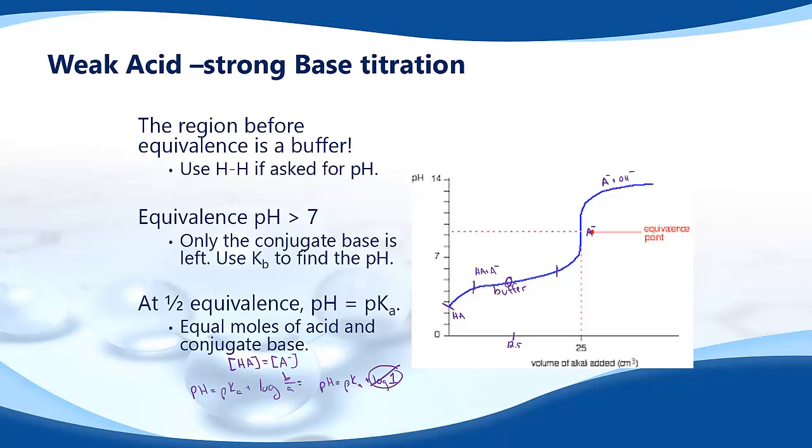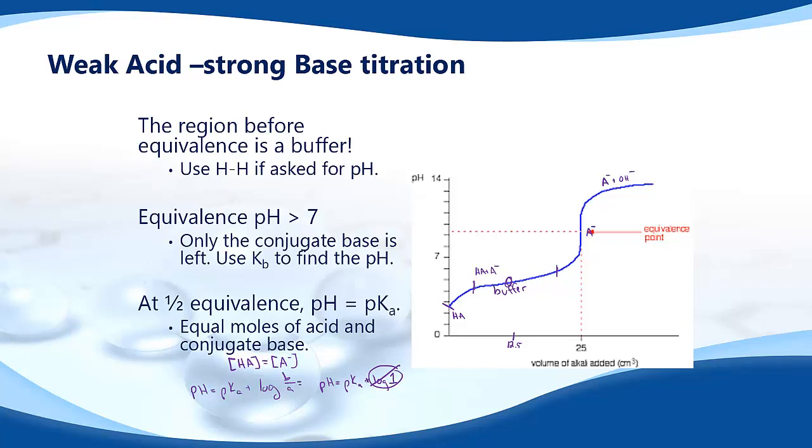So you can find the Ka of an acid from this graph. Just go to half equivalence, that tells you the pKa, then undo the negative log, and that tells you the Ka. And if you're asked to do this by looking at the graph, you're going to get some leeway, so don't worry too much about it being exact. You'll get a little plus or minus.